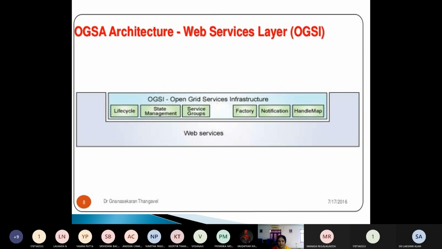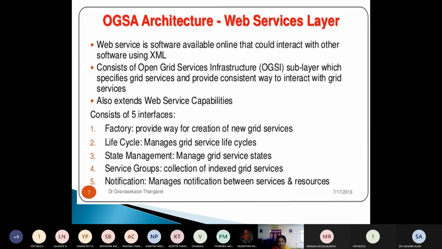The first one is life cycle. We have interfaces in the web service. The first interface is called factory. What is the use of factory? It provides a way for creating new grid services. So in order to create new grid services, we use the factory. The next interface is life cycle, which manages the grid service life cycles.